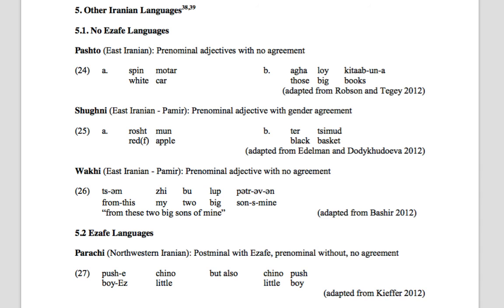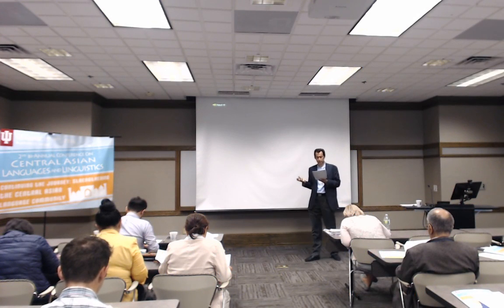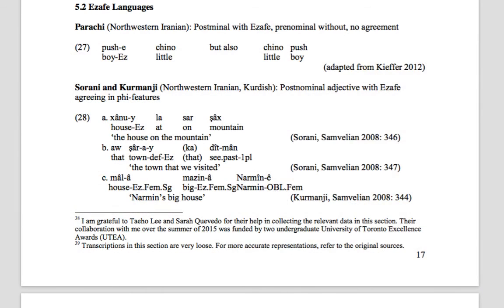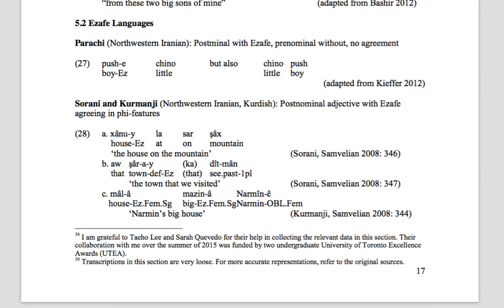Then of course you have the Ezafe languages, of course Persian. I don't want to give Persian examples again. But then you have an example like Harachi, which is a northwestern Iranian language. You get post-nominal modifiers with Ezafe, and from at least what this grammar says, you can have pre-nominal modifiers, and then there's no Ezafe, which again shows that kind of correlation which I've tried to push for. So boy Ezafe little, I'm not going to try to pronounce it, and then little boy with no Ezafe.